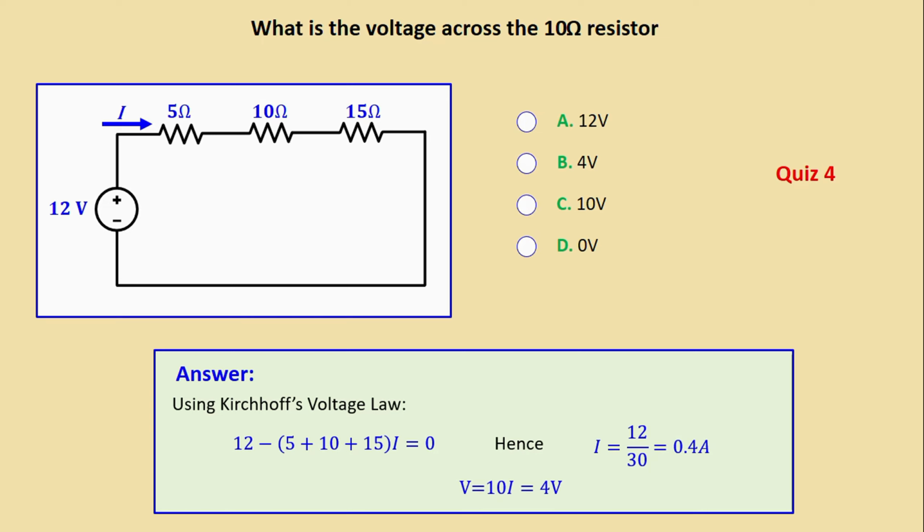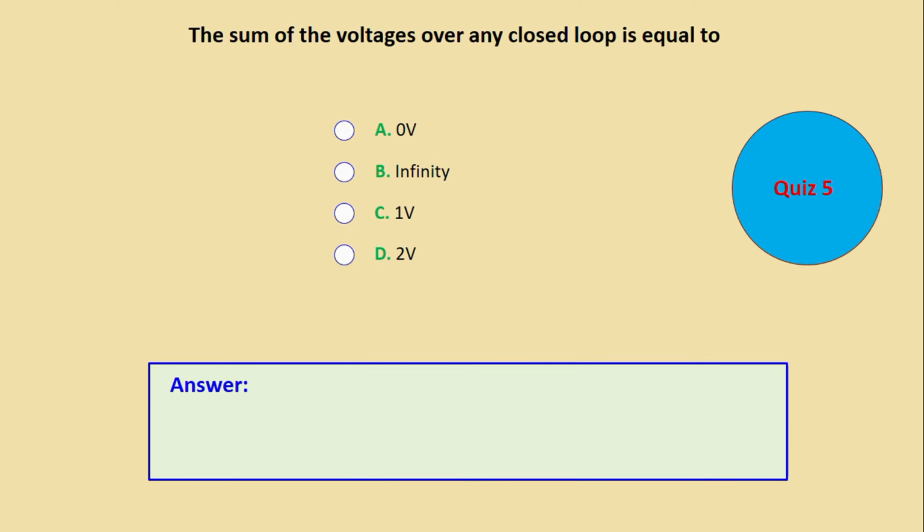And we know, according to Ohm's law, that the voltage across a resistor is the resistor multiplied by the current. That means V is equal to 10I, which is equal to 4 volt. B is the correct answer. We go now to quiz number 5.